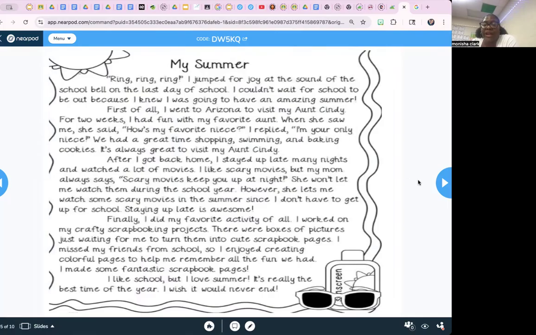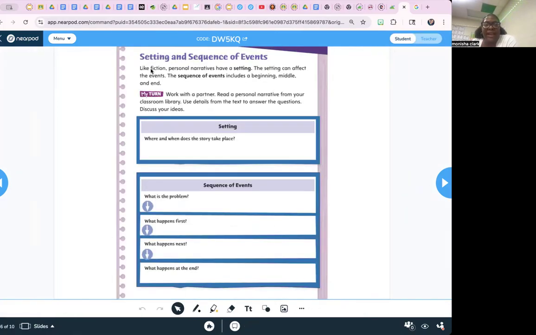This is a personal narrative. Like fiction, personal narratives have the setting, that's when and where the story takes place. The setting can affect the events. The events are the things that happen in the story. So, for example, if it was a rainy day and I had my umbrella, or thinking about the other story, it was a rainy day and a mud puddle happened and the dog got in a puddle and the girl got messed up. That event couldn't happen without the rain. The sequence of events includes the beginning, middle, and end.